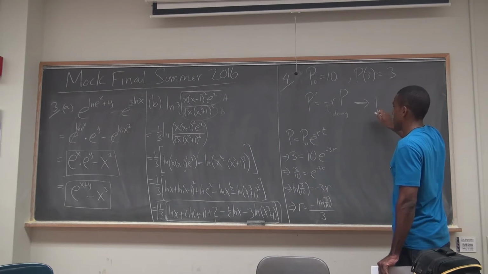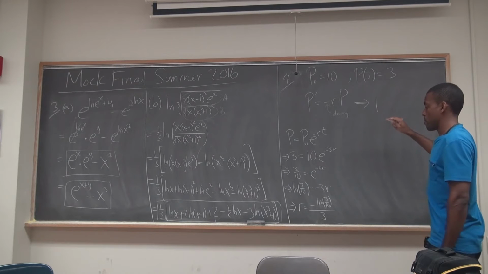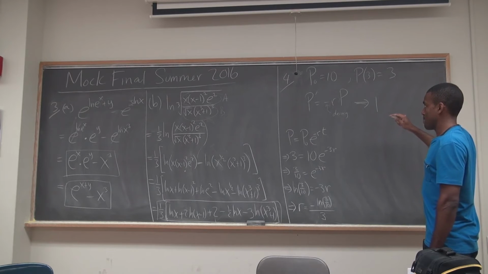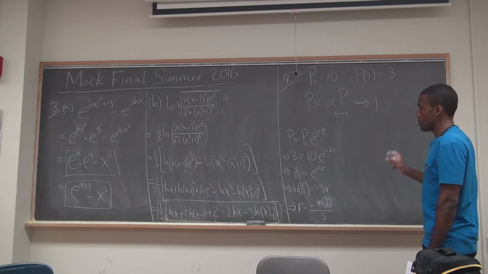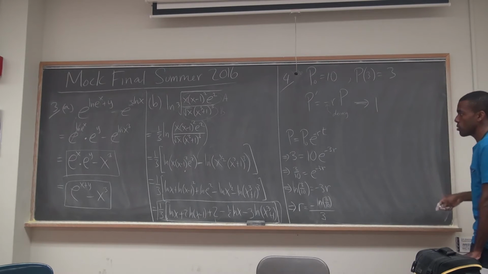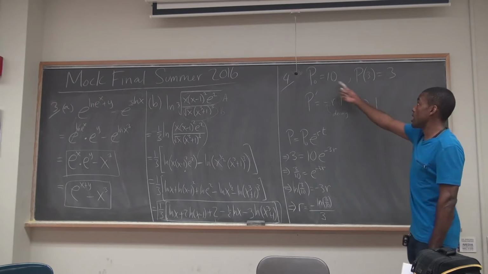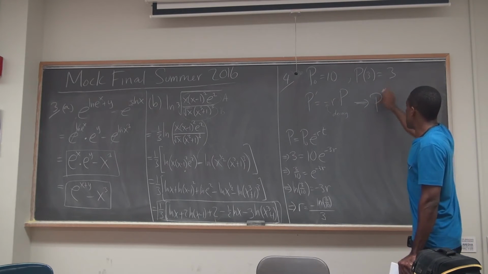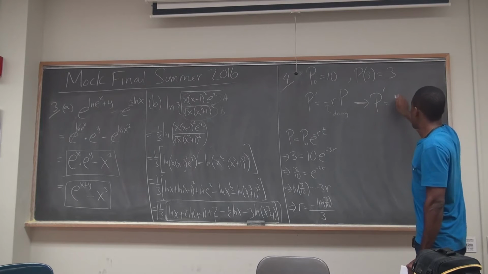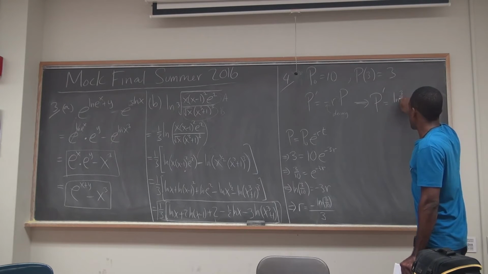Wait, I thought the decay was ln2 over whatever it was. That's half. That's only if you have the half-life. Oh. There's a very specific formula. So those are for half-life. It's ln2 over r, it's half-life. Which is not a half-life, because 3 is not half of 10. So P prime is equal to ln of 3 over 10, over 3, times P.